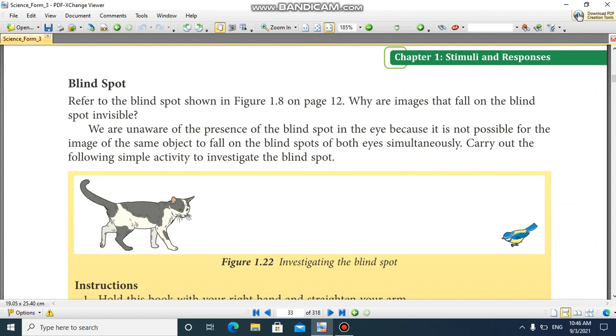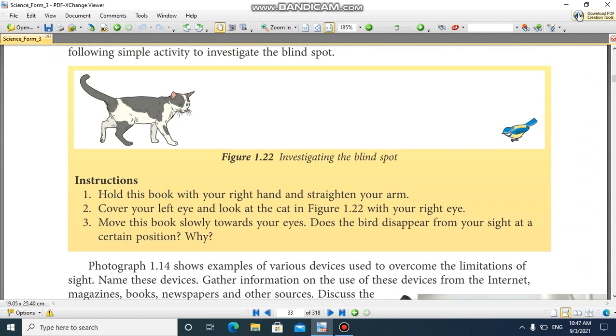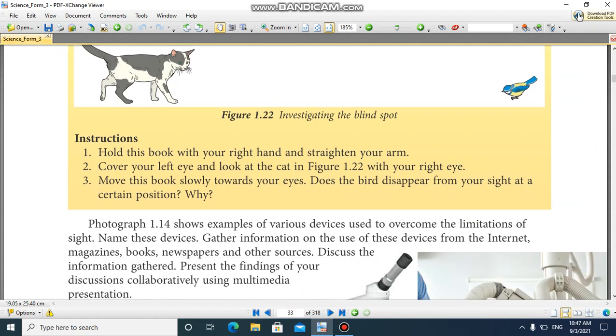Carry out the following simple activity to investigate the blind spot. Hold the textbook with your right hand and straighten your arm. Cover your left eye and look at the cat in figure 1.22 with your right eye. Move your book slowly towards your eye. Does the bird disappear from your sight at a certain position? Why? Yes, because of the blind spot.